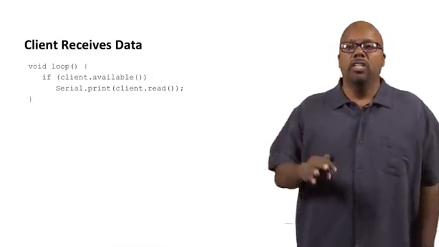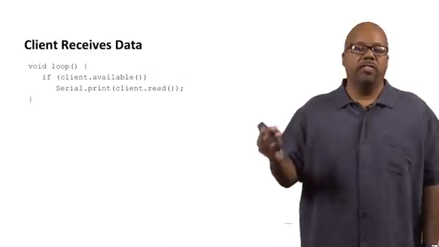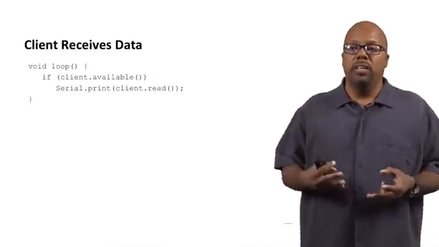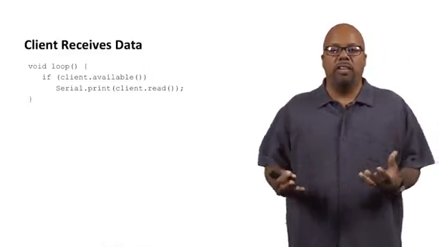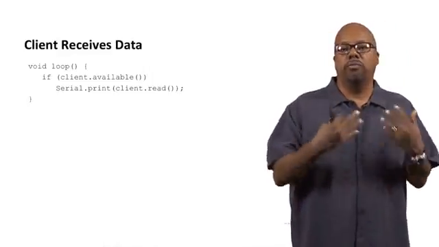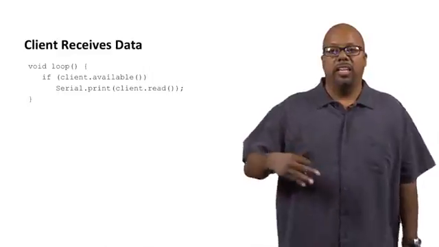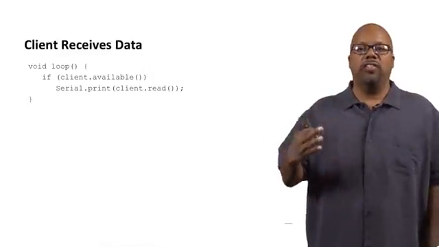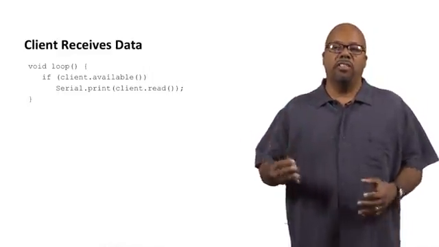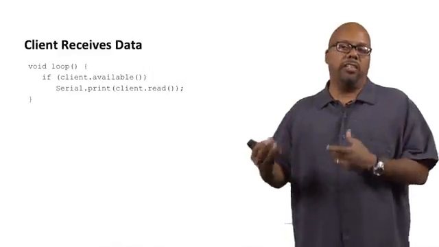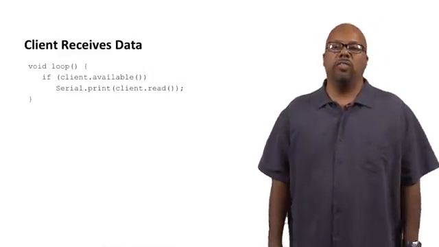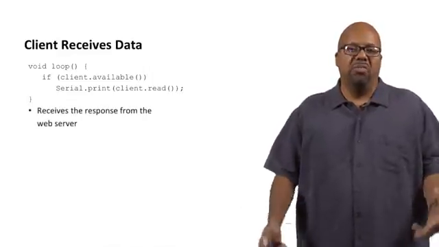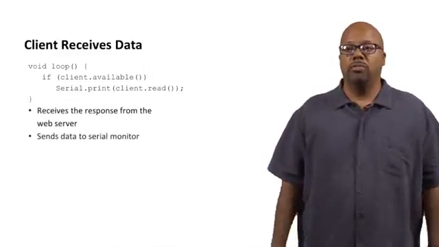If you look at the loop, if client.available, meaning if there's a byte available, Serial.print(client.read). client.read returns the first byte available, and Serial.print will take it and print it to the serial monitor. And since this is loop, it just continues in that fashion. Every time a byte's available, it takes it, reads it, and prints it. That's a client receiving data from the server and printing it to the screen. So it receives a response and sends it to the serial monitor.